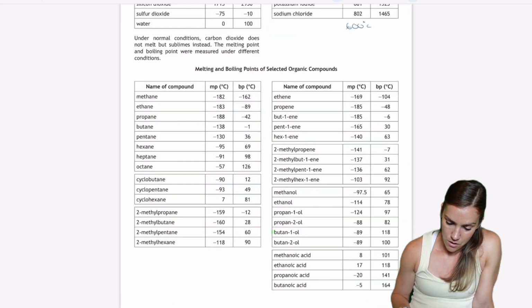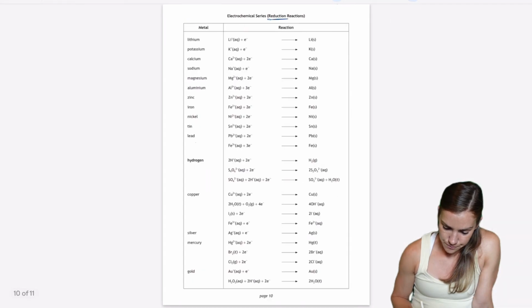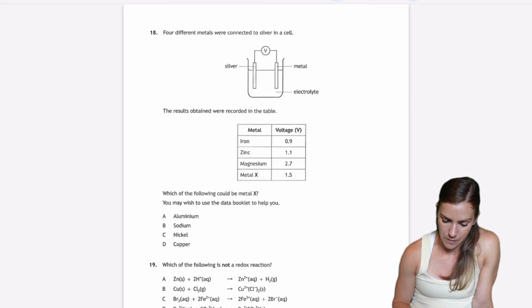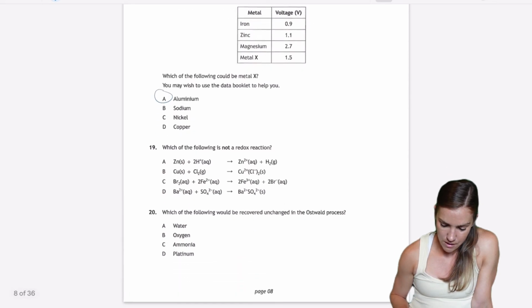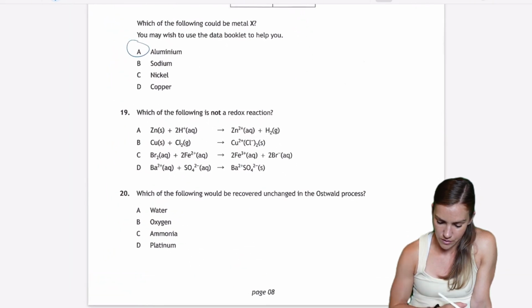So if we have a look at the electrochemical series, we've got magnesium here and zinc here. So the only one that's below magnesium and above zinc is aluminium. So it must be aluminium metal that's been paired to silver. So that'd be A. Question 19, which of the following is not a redox reaction?